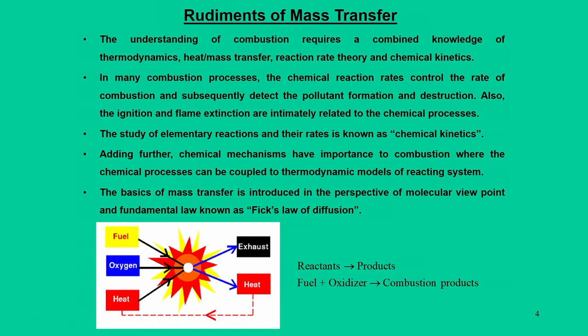That means there is a formation of intermediate species, intermediate molecules, and these intermediate molecules can have other reactions which you have not seen in the global reactions, but they can proceed in either direction, forward or reverse. But globally, what you see is that when fuel and oxygen mix, we get heat out of it, and as a result we get the combustion product in the form of exhaust.